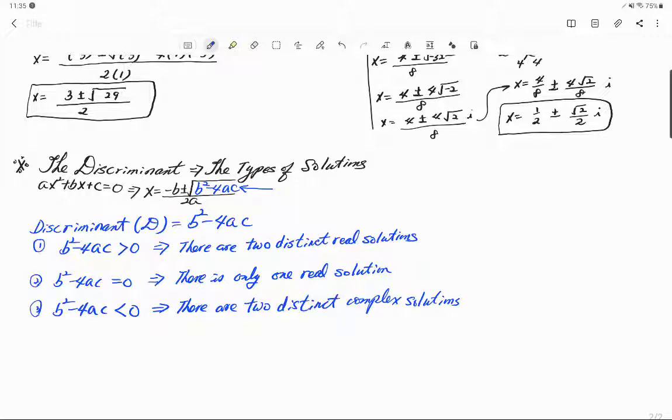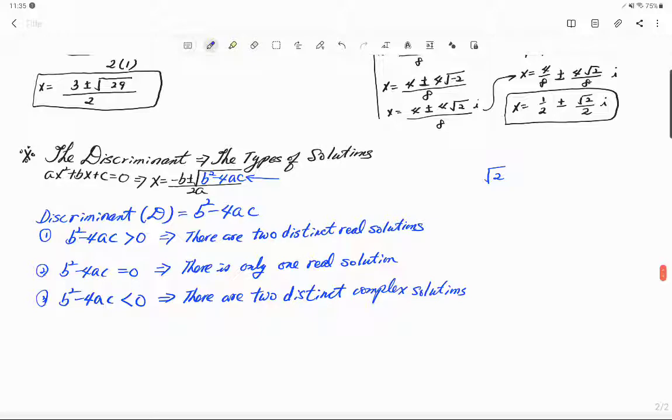If b squared minus 4ac is greater than 0, that is positive, then the quadratic formula gives us some number plus or minus the square root of some positive number. Since this number is positive, there are two solutions: the positive square root and the negative square root. And those solutions are real numbers.